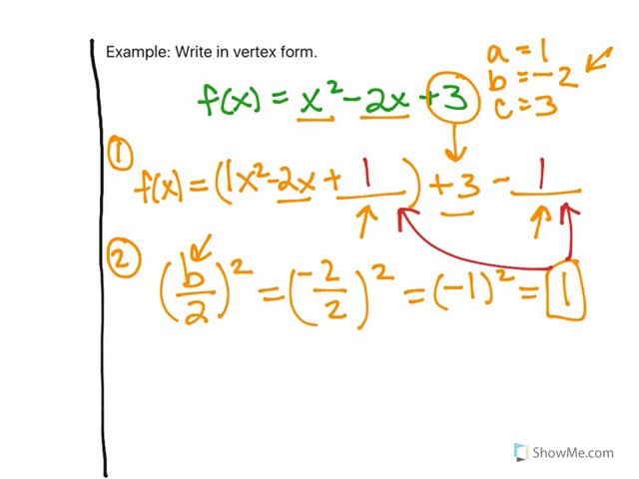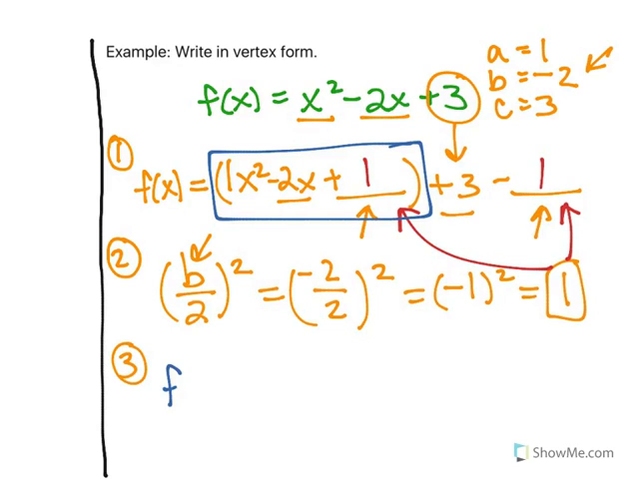And then our third step is to write this in vertex form by writing this perfect square trinomial in binomial squared form. Okay, so that means that we're going to rewrite this as f(x) equals (x minus 1) squared. And that comes from the rule that we learned in a previous unit.